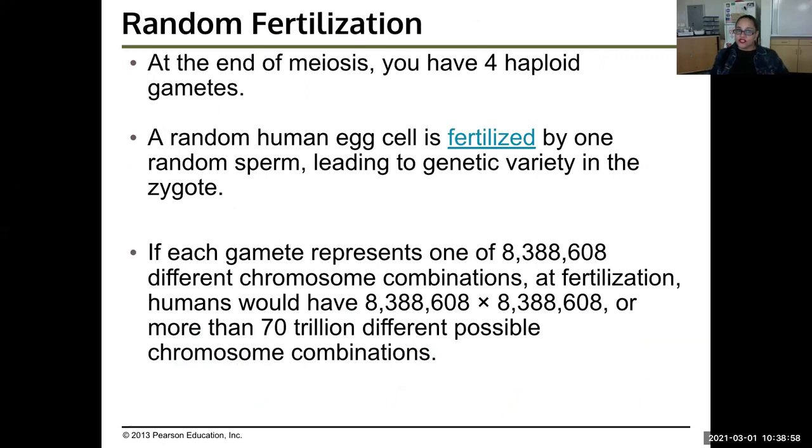And then random fertilization. At the end of meiosis, you have 4 haploid gametes. A random human egg cell is fertilized by 1 random sperm, leading to genetic variety in the zygote. Remember, the zygote is what the baby is called when it first just becomes a clump of cells. Then it turns into an embryo, then it turns into a baby. If each gamete represents one of 8,388,608 different chromosome combinations, at fertilization humans would have twice that, or that squared, more than 70 trillion different possible chromosome combinations.